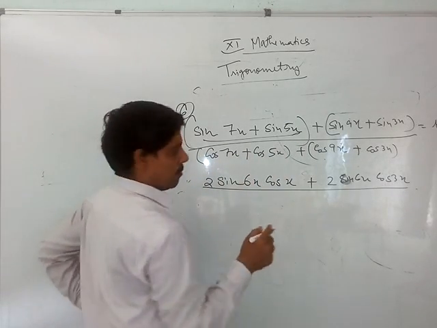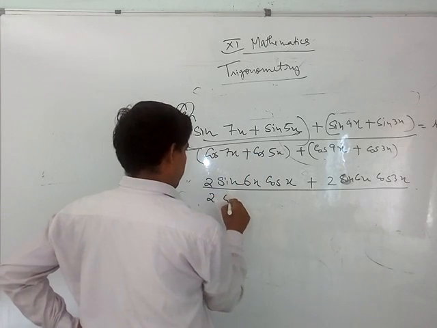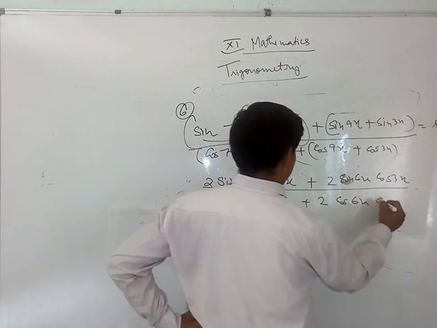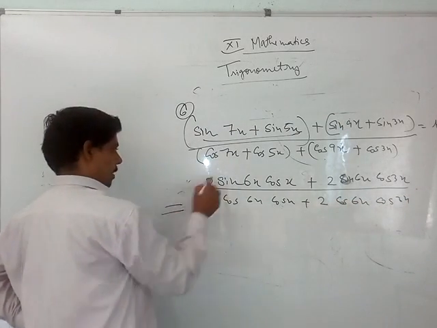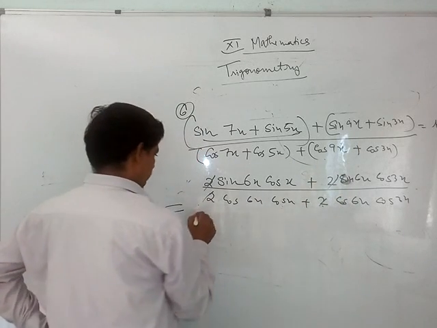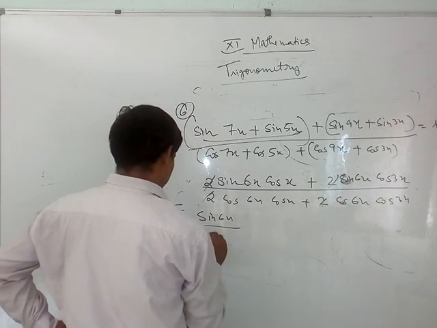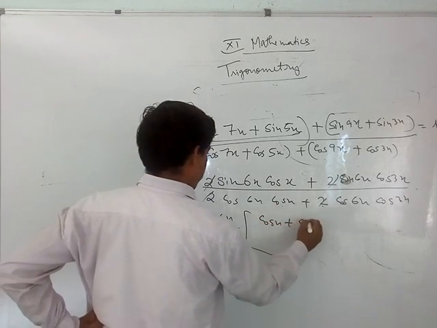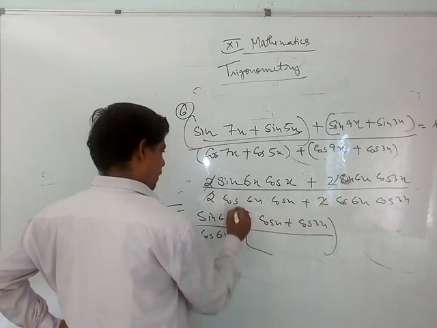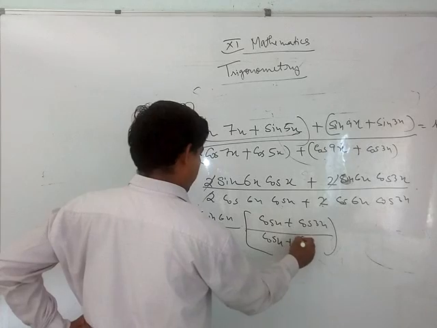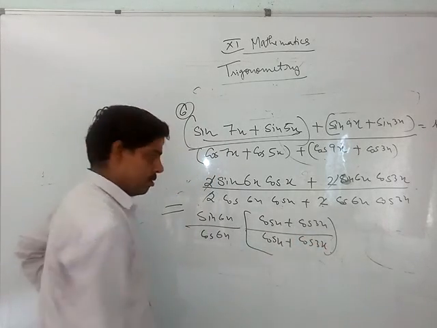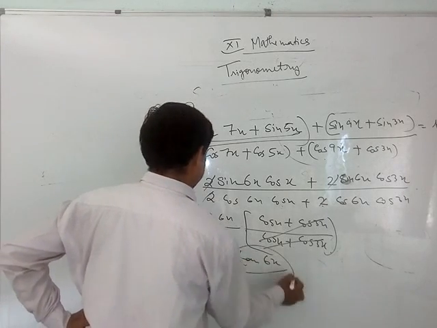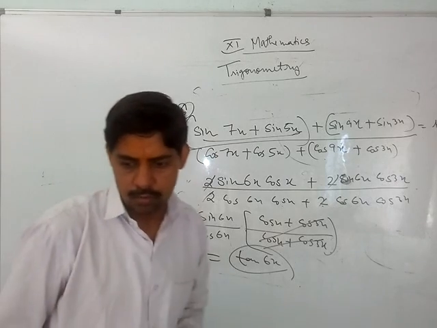2 cos of (c plus d)/2, meaning cos and cos, 2 cos 6x cos x plus 2 cos 6x cos 3x. Take common, cancel 2, take sin 6x common here, cos 6x common here. Now what is that? Cos x plus cos 3x divided by cos x plus cos 3x. So these two get cancelled, we get tan 6x is equal to, that's the answer, LHS is equal to RHS, right?